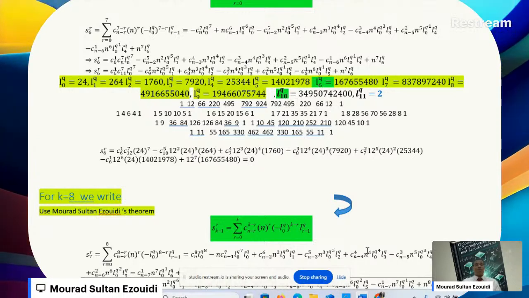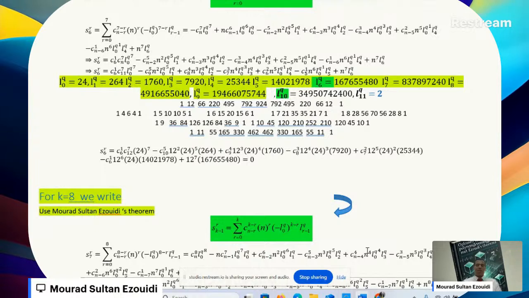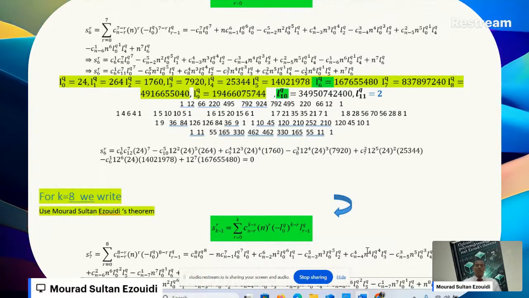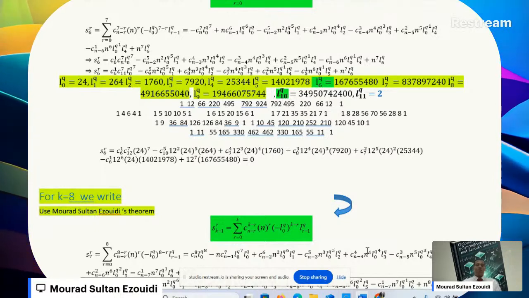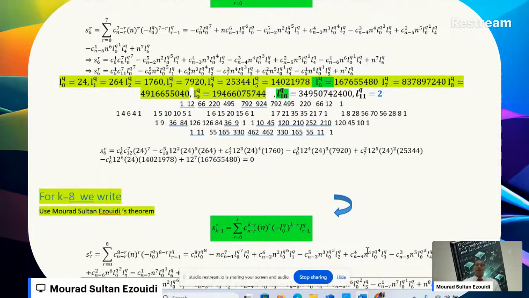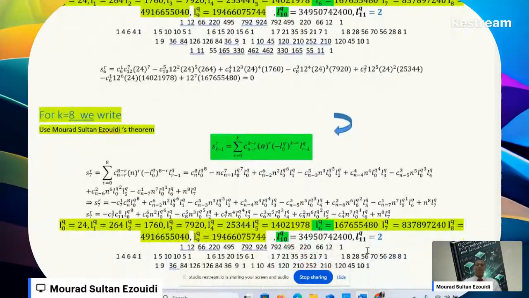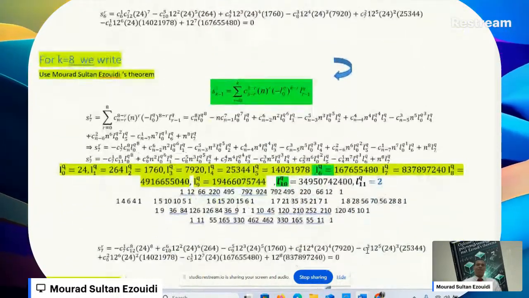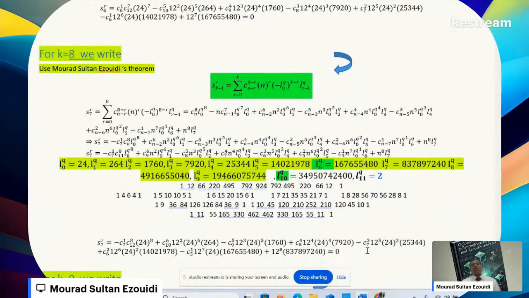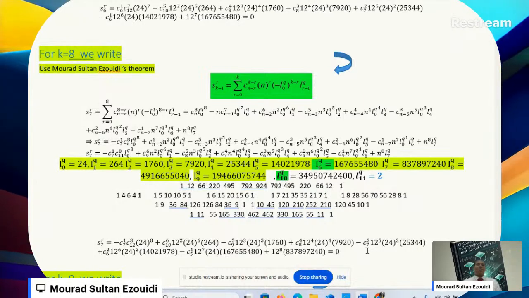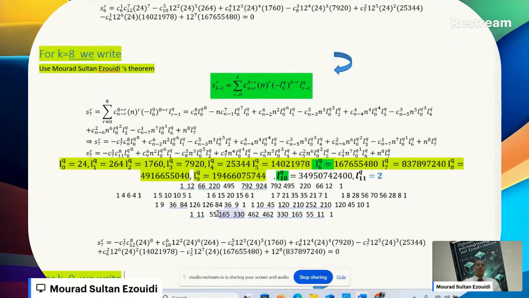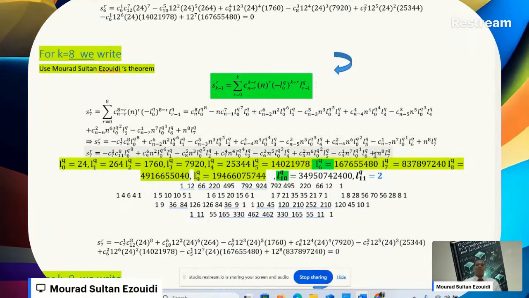I'm going to dive again, my professors, teachers, colleagues, and mathematical researchers, to find S7. To find S7, dive again into the structure of Professor Mourad Sultan Ezouidi, and you will see that Professor Mourad Sultan Ezouidi demonstrates that S7 has to be written as that in its lowest term.